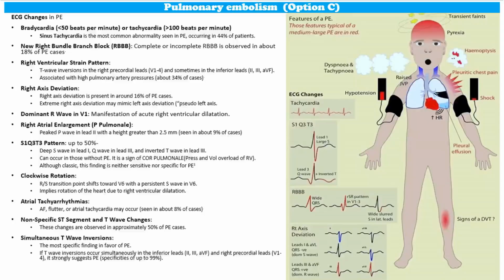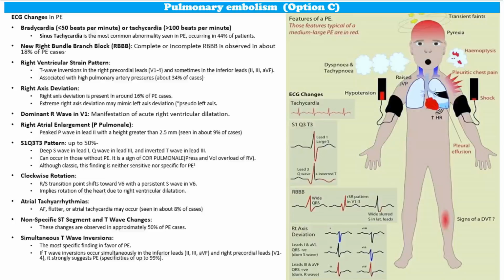A dominant R wave in V1 can be a sign of acute right ventricular dilatation, and right atrial enlargement, or P pulmonale, is indicated by a peaked P wave in lead 2 greater than 2.5 mm in height. Clockwise rotation of the heart, due to right ventricular dilatation, may shift the R/S transition point towards V6, maintaining an S wave in V6, which is known as the pulmonary disease pattern. Atrial tachyarrhythmias, such as atrial fibrillation or flutter, may also be present and are seen in about 8% of cases.